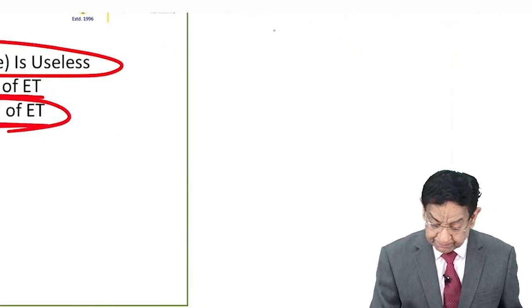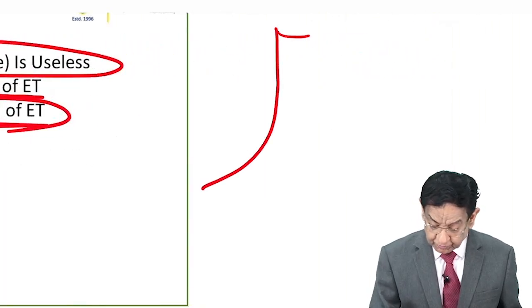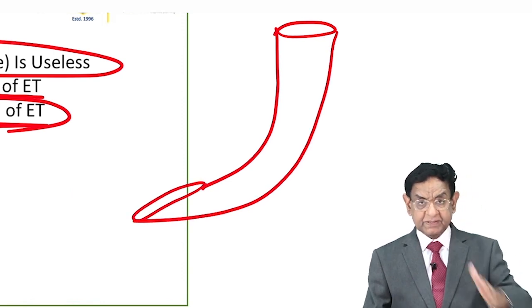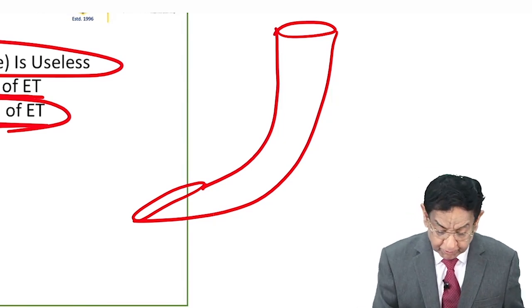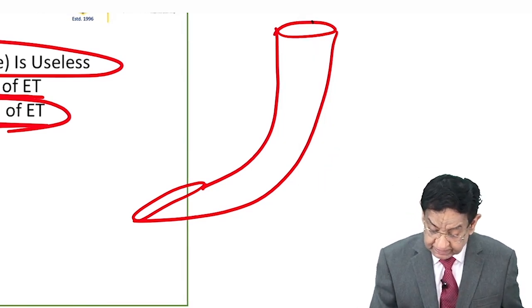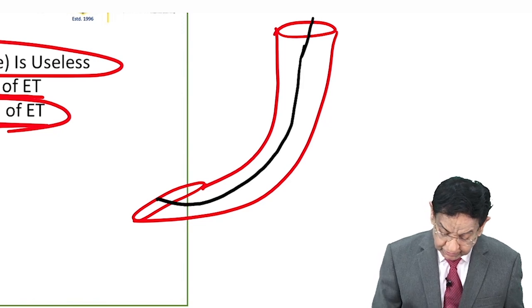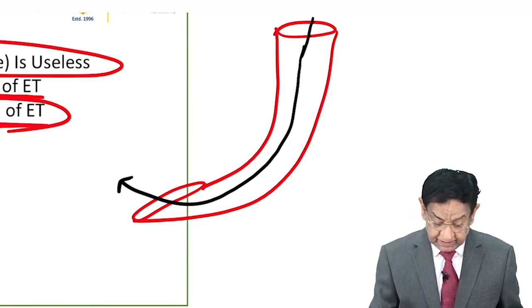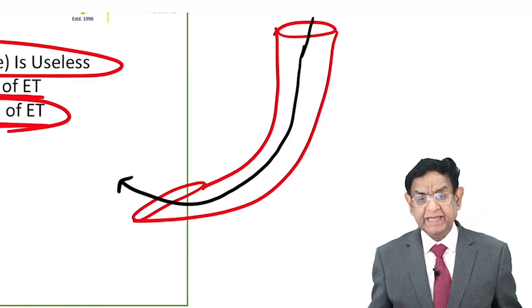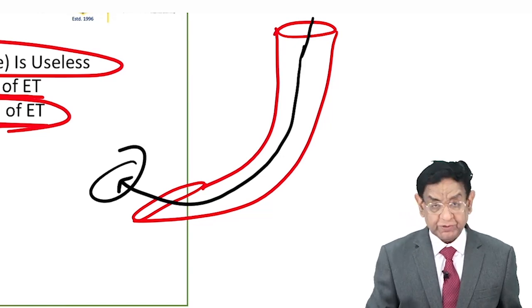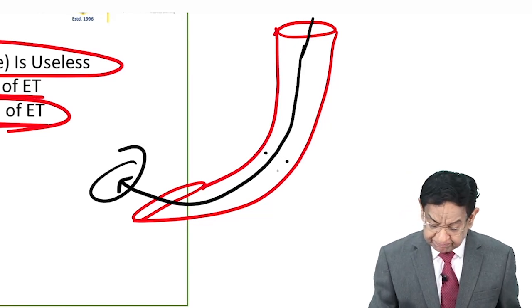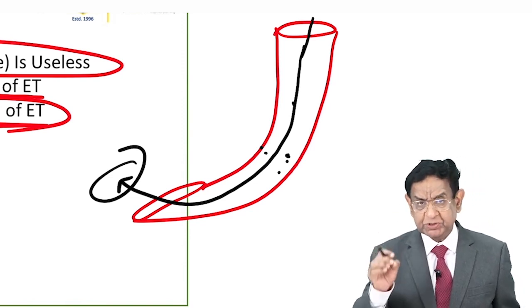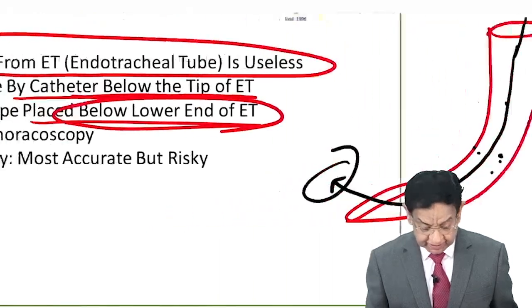What do you mean by this? Suppose the endotracheal tube is there, and usually this lower end is slanting. You put a bronchoscope like this. It goes, and you come out of the lower end of the endotracheal tube. Now below that, you can take aspiration. This you can use. But if you take any aspiration from somewhere here, it is of no use. So the aspiration should be taken from the lower end of the endotracheal tube.